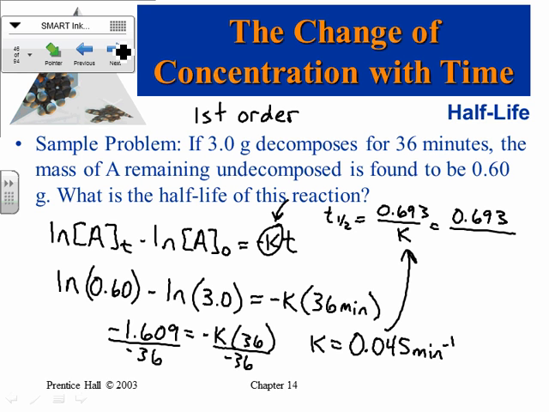0.693 divided by 0.045 minutes to the negative 1, and that's going to give us our half-life in minutes, which should be about 15.4 minutes.